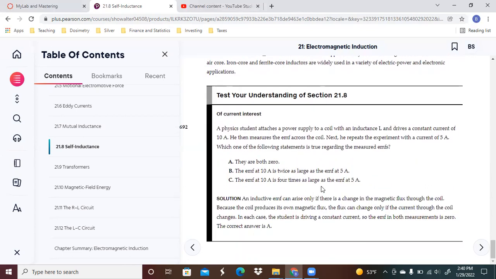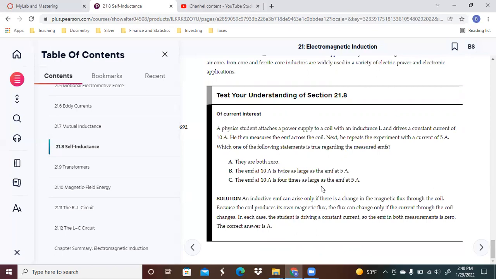So let's say a physics student attaches a power supply to a coil with an inductance L and drives a constant current of 10 amps. He then measures the EMF across the coil, and then he repeats the experiment with a current of 5 amps. Which one of the following statements is true regarding the measured EMFs?